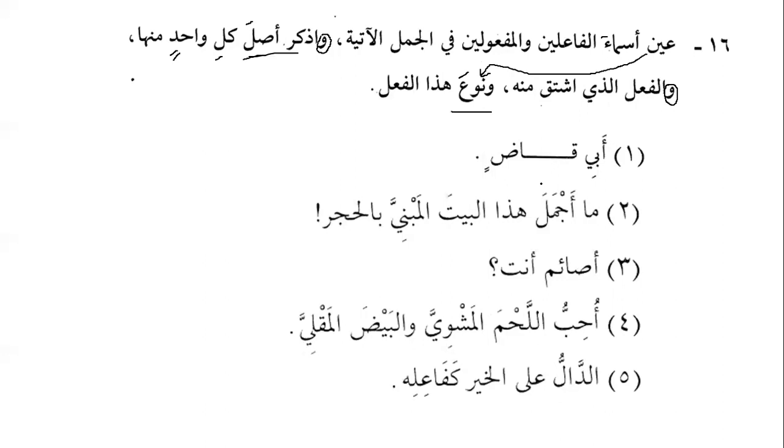Abi qadin. What kind of sentence is this? Qadi. My father is a judge. Yes. Okay. Qadin. So Abi is mubtada and Qadin is khabar. Both of them are marfu. How are both of them marfu?